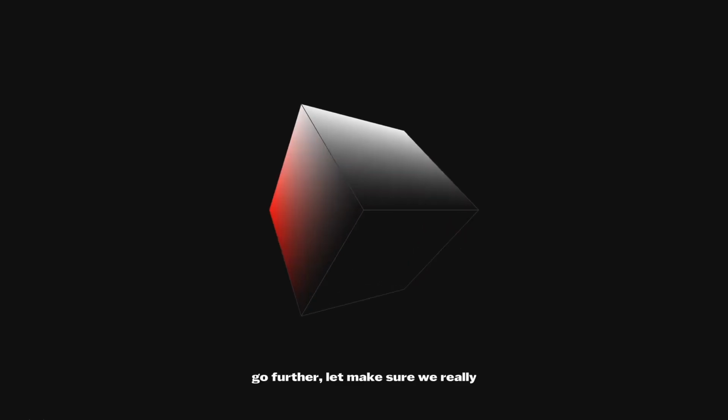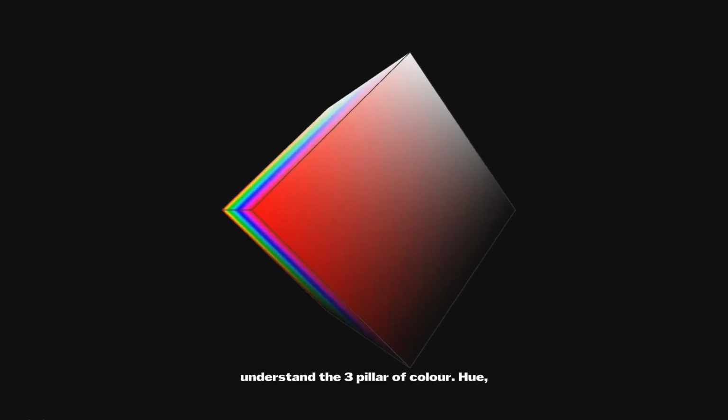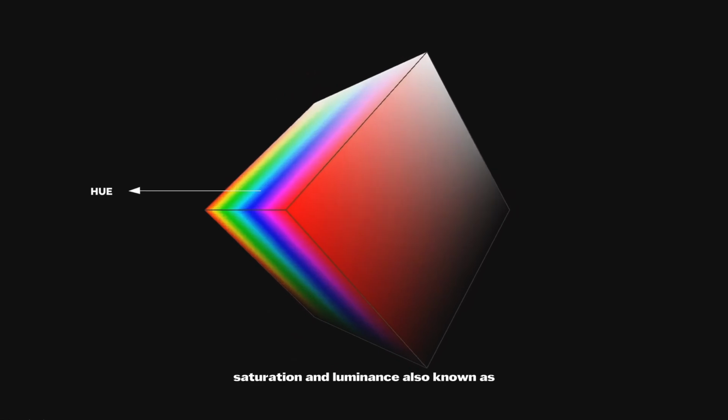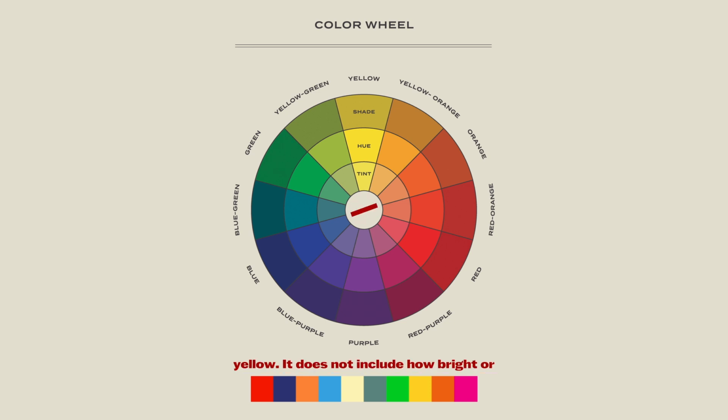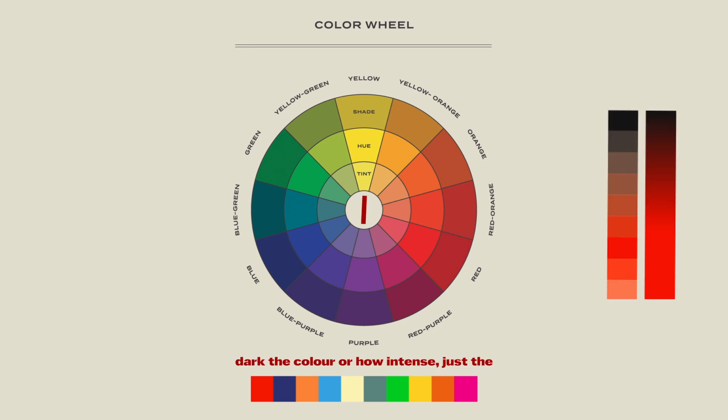Alright, before we go further, let's make sure we really understand the three pillars of color: hue, saturation and luminance, also known as HSL. Let's start with hue. Hue refers to the position of color on the color wheel. It's what gives a color its basic identity, like red, green, blue or yellow. It does not include how bright or dark the color is or how intense, just the general type of color.